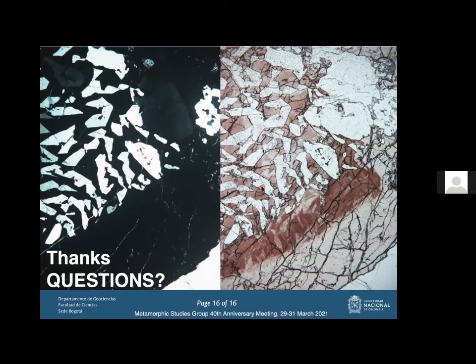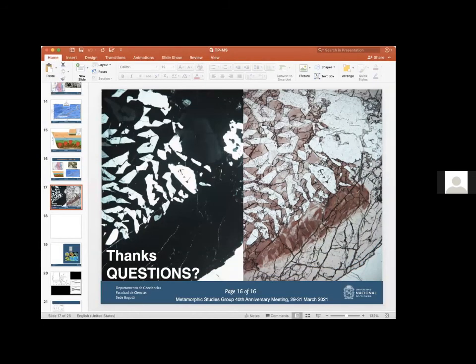Thanks very much, Carlos. That was a really interesting talk and some really lovely pictures of those aluminosilicates. There's one question from Renard, who says, what is the evidence that sillimanite formed before andalusite and that it did not crystallize during the first PT loop?